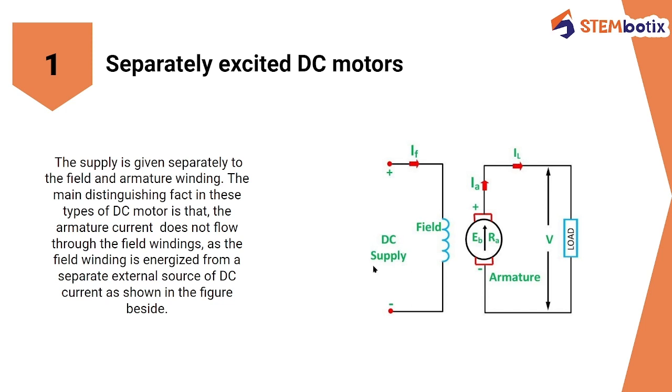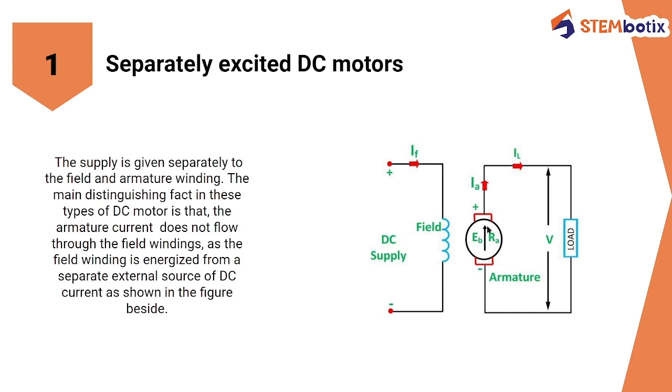The main distinguishing fact in this type of DC motor is that the armature current does not flow through the field windings. Whatever amount of current is in the armature doesn't flow through the field windings; it is not going here. The field winding is energized from a separate external source of DC current, as shown in the figure. Why? Because the field winding is energized by a separate DC source.